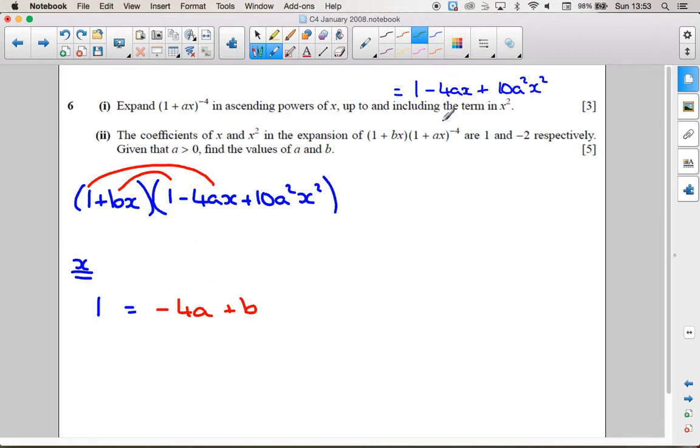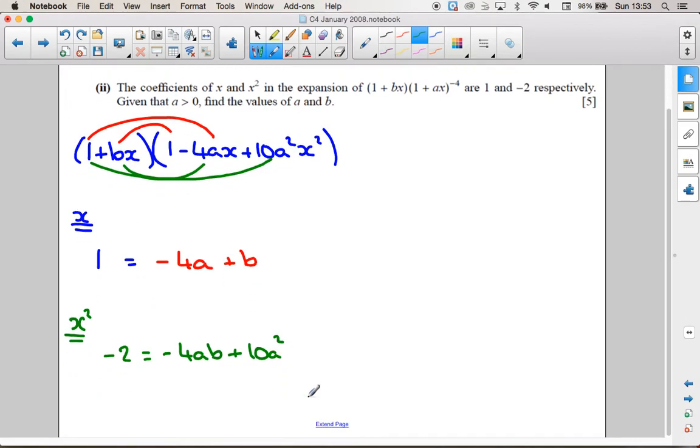And also the x squared, which they've told us is minus 2. We can get x squareds from doing bx times minus 4ax, so minus 4ab, or by doing the 1 times the 10a squared x squared. So that is true as well.